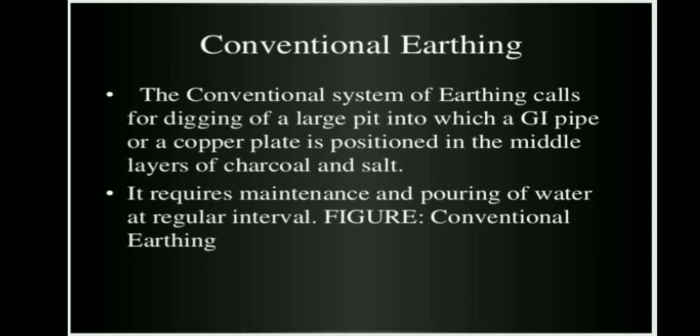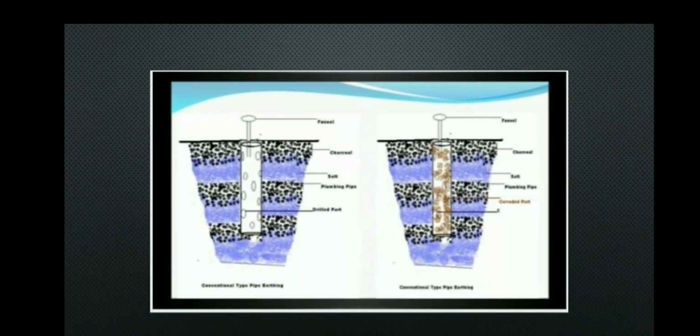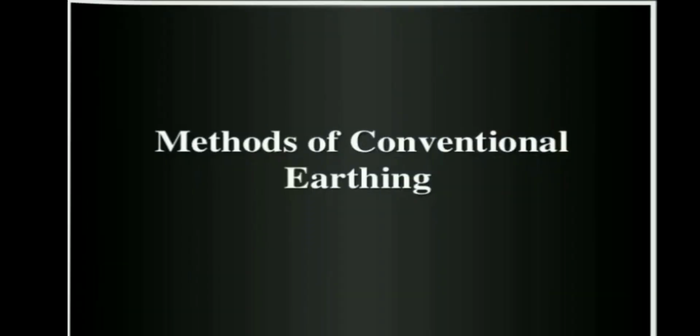Conventional earthing. The conventional earthing system calls for the design of a large pit into which a GI pipe or a copper plate is placed in the middle layers of charcoal and salt. It requires maintenance and pouring of water at regular intervals. Here is the figure of conventional earthing. Next are the methods, or types, of conventional earthing.